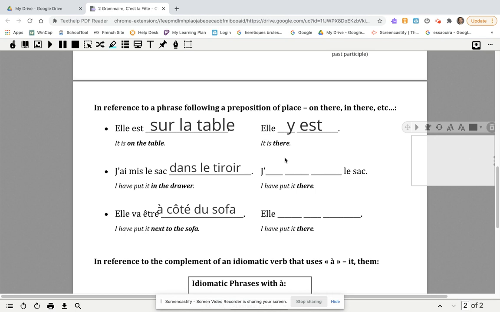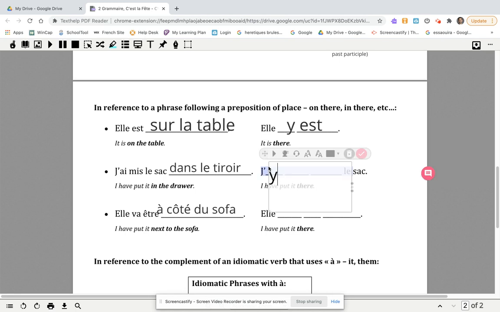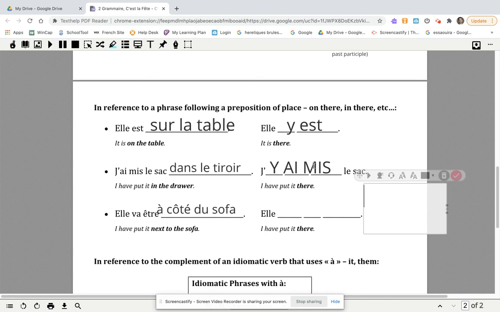Next one. J'ai mis le sac dans le tiroir. I put the bag in the drawer. If you want to say, I put it in the drawer, j'y ai, now, past tense. I shouldn't have given you the answer. I should have paused to ask you. What goes first, the A or the Y for me? It's going to be the Y because that goes in front of the conjugated verb. J'y ai mis le sac. I there have put the bag.